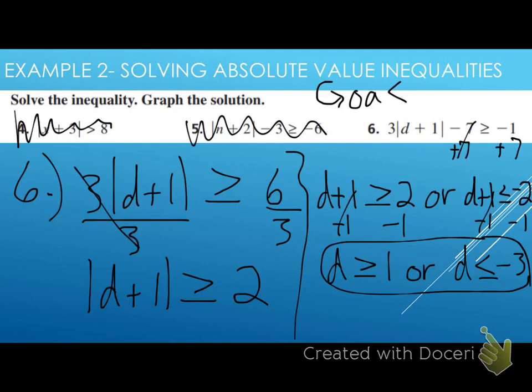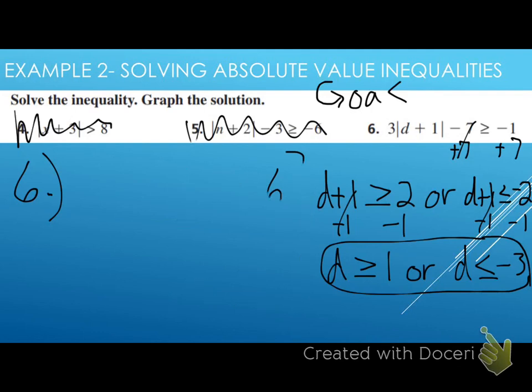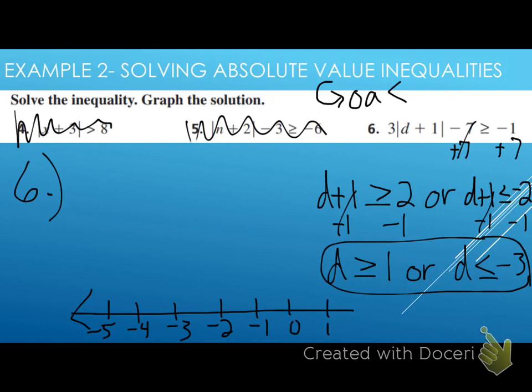Can I erase my work on the left to make room for me to graph? Yeah. Open or closed circle on 1? Closed. It's got that line underneath it. Open or closed circle on negative 3? Closed.